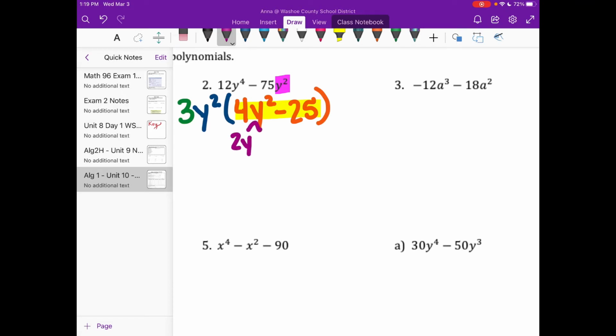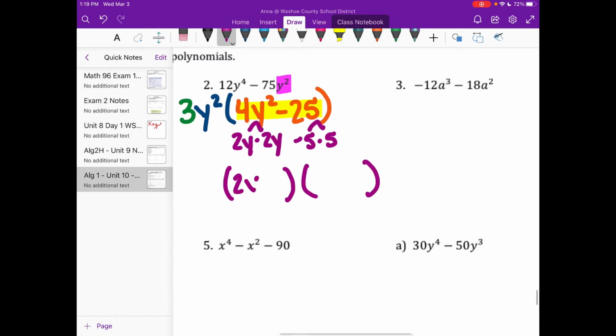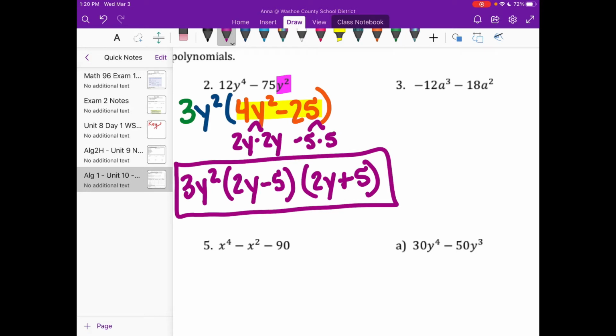4y squared, I know that's a perfect square. That's 2y times 2y. And negative 25, that's negative 5 times 5. Well, that looks like difference of squares to me. So it looks like I can factor again on the inside. So 2y, and minus 5, and a plus 5. And don't forget your 3y squared also has to come down. And that's your whole answer on number 2. Okay, not bad, hopefully.